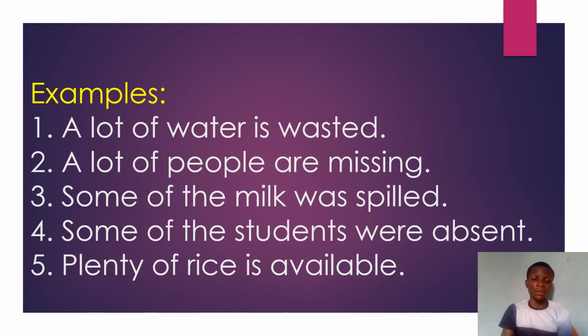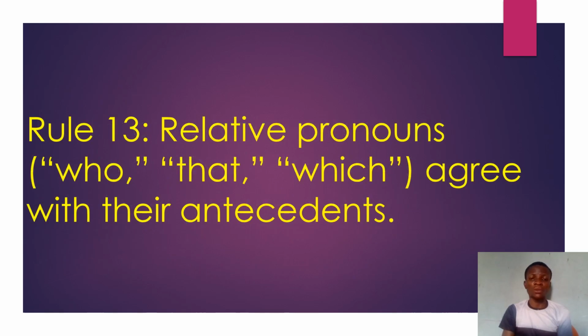I hope you understand. Okay, let's go to the next rule. We are almost running out of time. Rule 13 says relative pronouns. Examples of relative pronouns are who, that, which. They agree with the antecedent. What's the meaning of antecedent? That's the word that they follow, the word they come immediately after. Relative pronouns who, that, which agree with their antecedent.